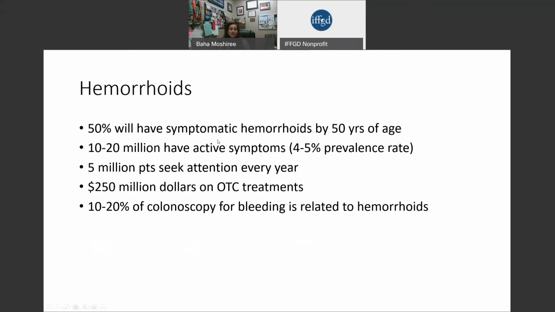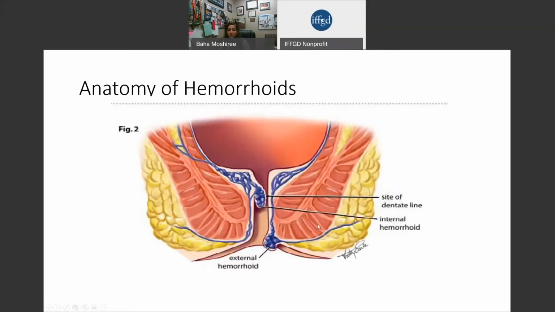Again, 50% of patients have hemorrhoids by the time they're 50. 10 to 20 million people have active symptoms, and 5 million patients seek attention every year for this. We spend a lot of money on over-the-counter medications, and most of the colonoscopies that we do in an inpatient setting are done due to bleeding from diverticulosis and hemorrhoids. So these are really common, and most are just treated with relief formulations that are over the counter, and then steroids.